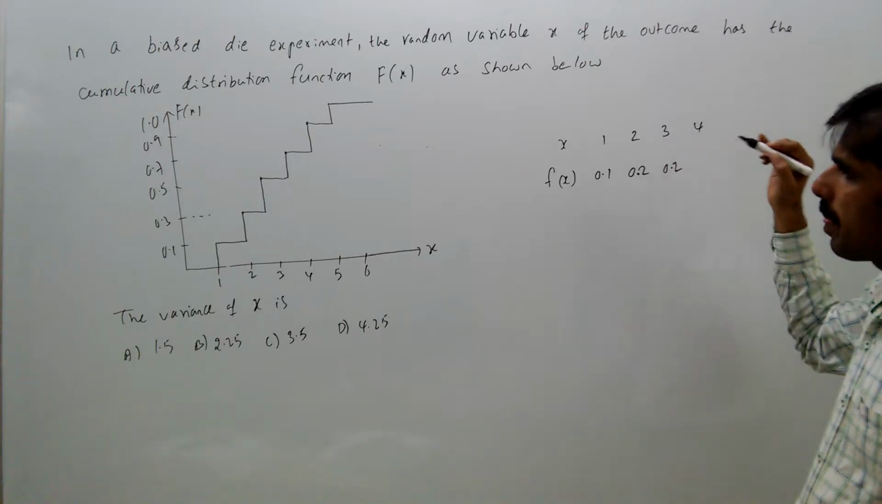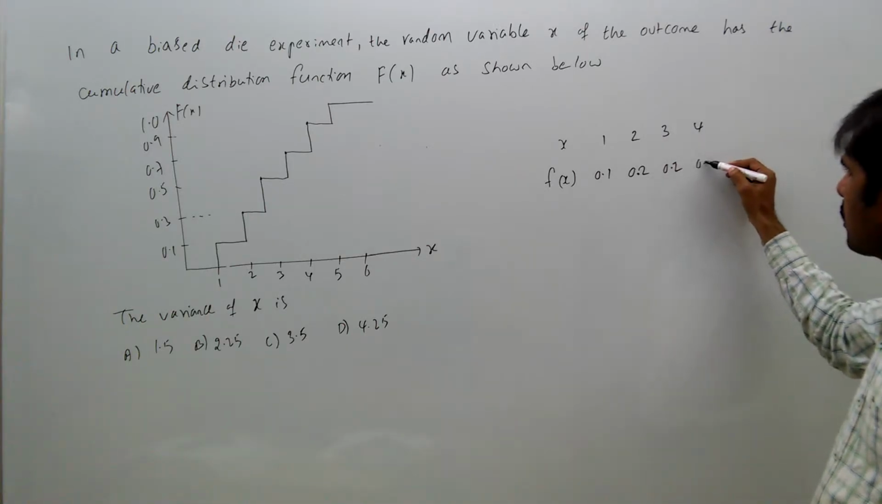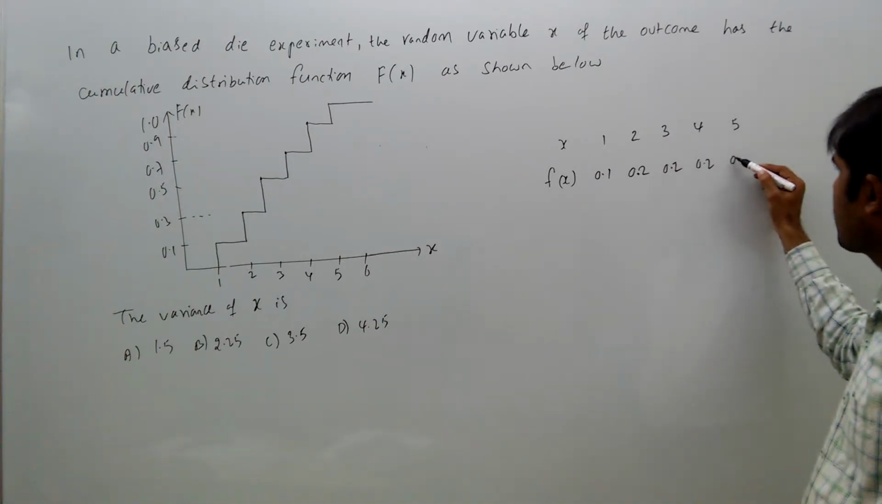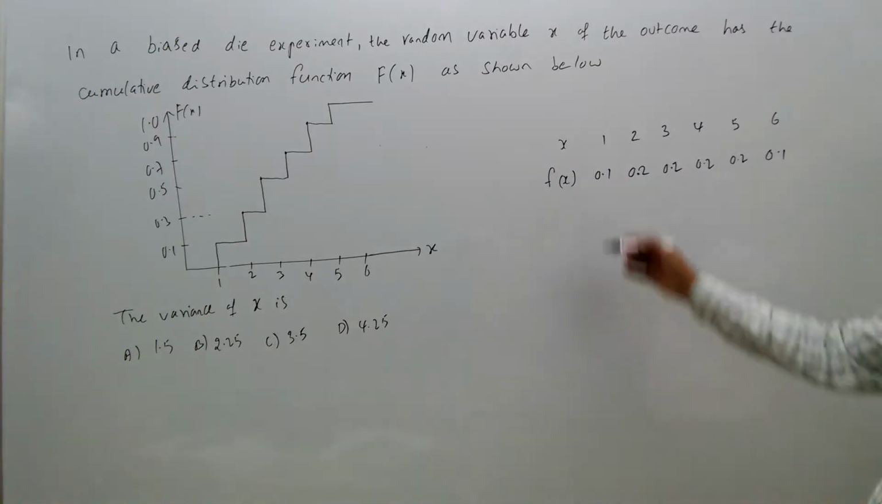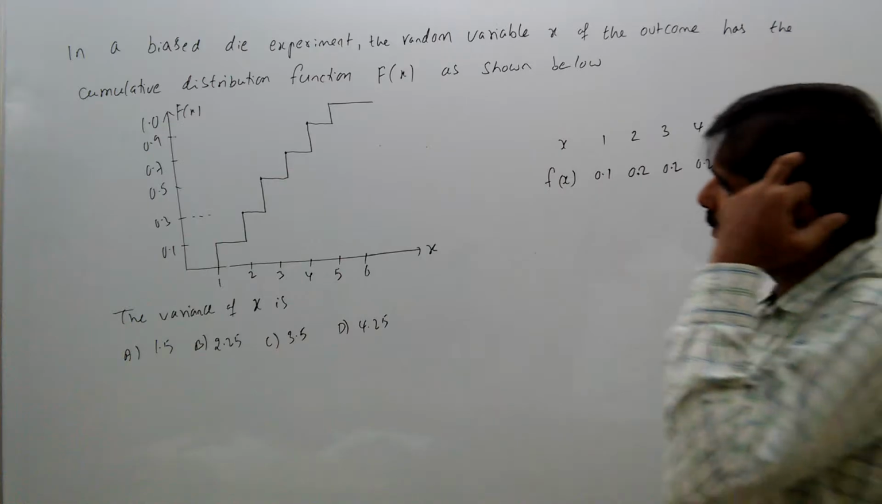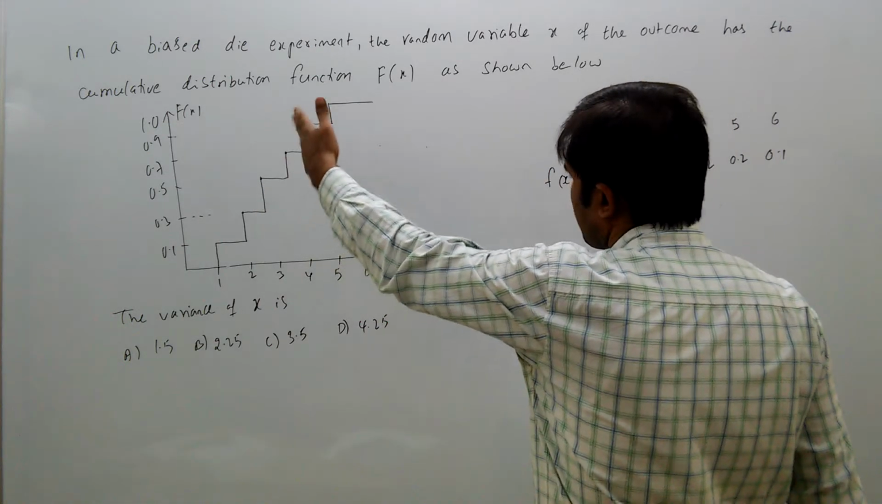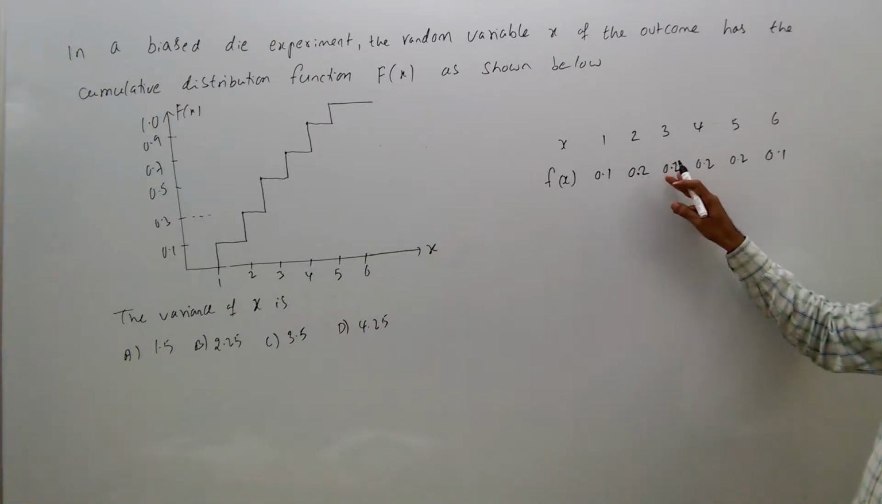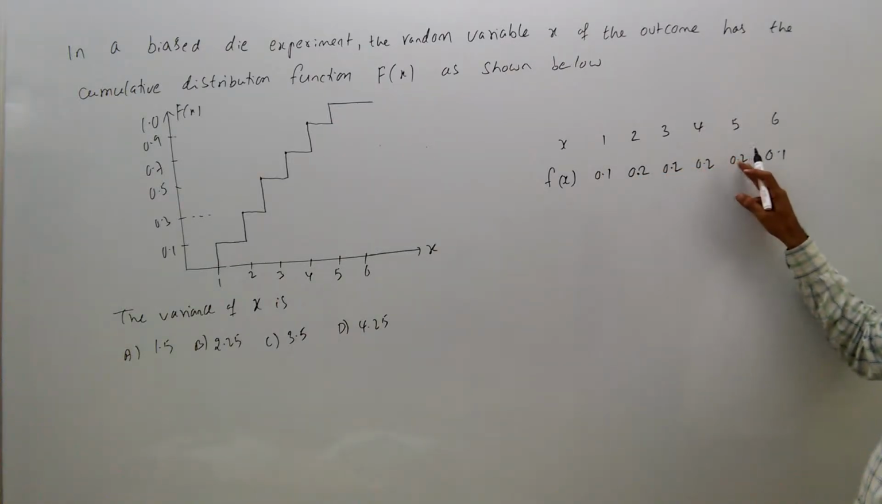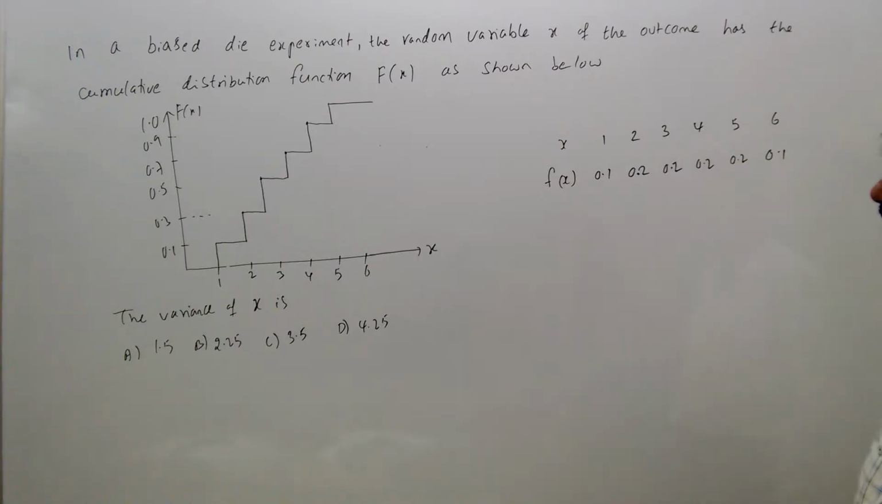4 also 0.2. 5 also 0.2. 6 it is 0.1. These are the probabilities, small f of x. Capital F of x means that is cumulative. Cumulative means 0.1 plus 0.2, 0.3, 0.3 plus 0.2, 0.5, 0.5 plus 0.2, 0.7, 0.7 plus 0.2, 0.9, 0.9 plus 0.1, 1, like that.